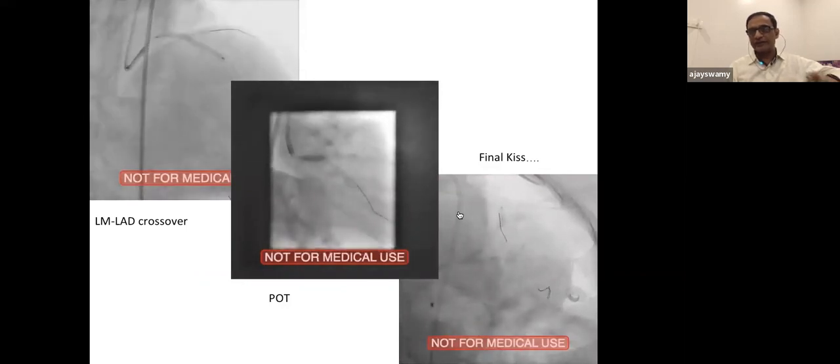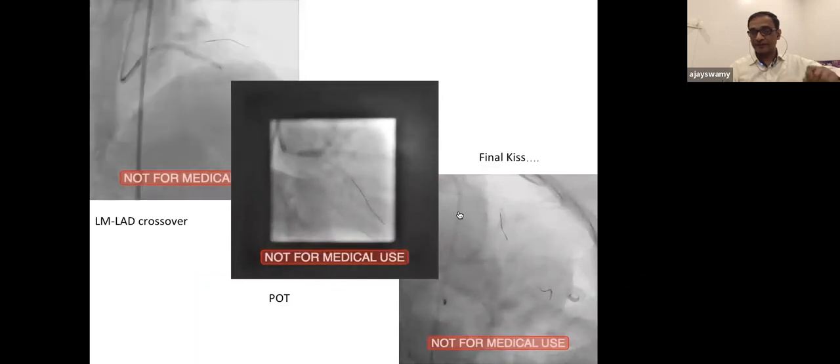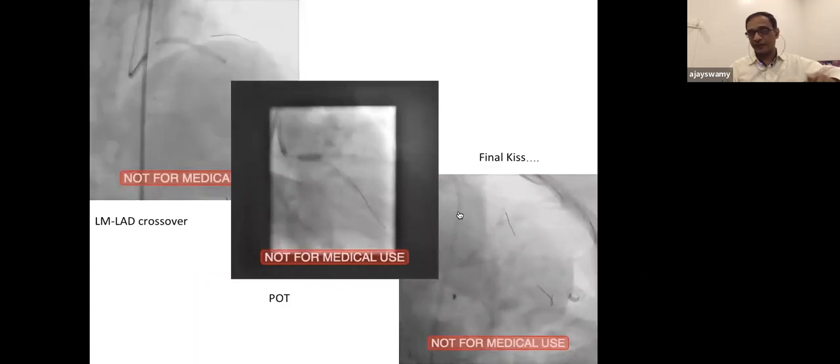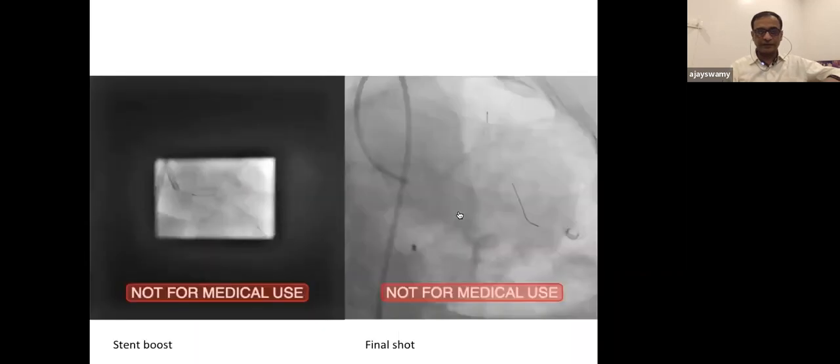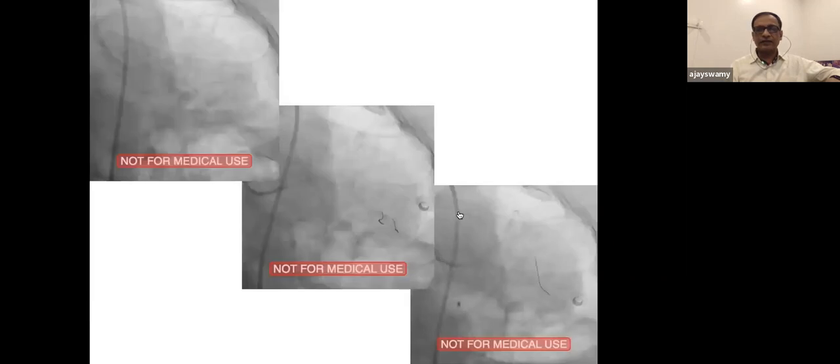I've just shown it in short. Basically, the message is that there is no problem as far as doing a rotablation in a dissection is concerned, as long as you don't lose access to the distal vessel beyond the dissection. Now, this was StentBoost, and that's the final shot. And the patient recovered completely. You can see the heart rate responded. The IBP was removed on the table, and he was being shifted out.